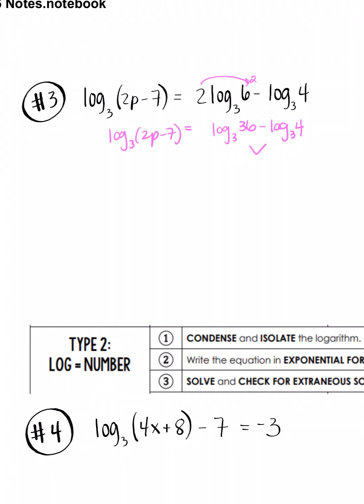I want to get these 2 logs together before I drop them. Subtracting 2 logarithms really means you're going to divide what's in the log, so 36 divided by 4 is 9. Now I can drop the logs and say 2p minus 7 is equal to 9 and finish solving.